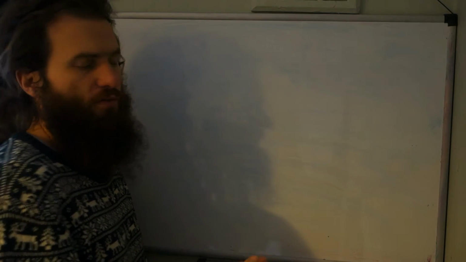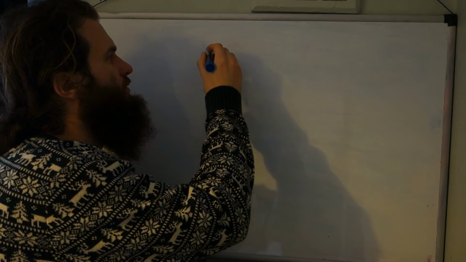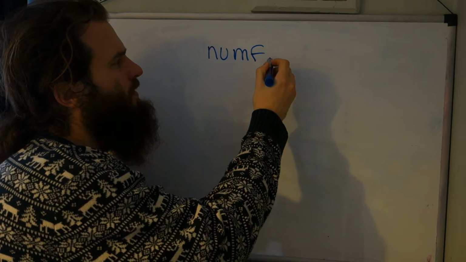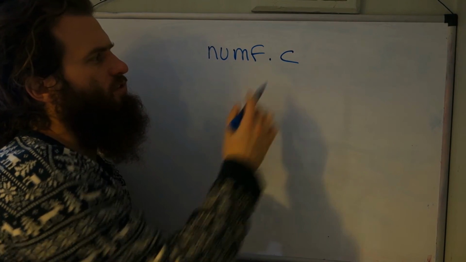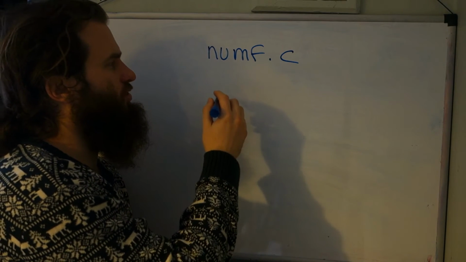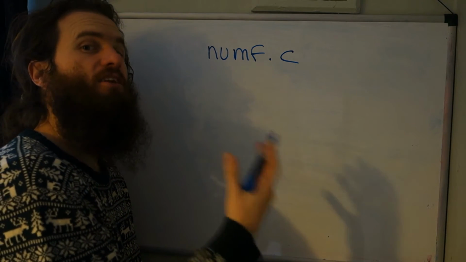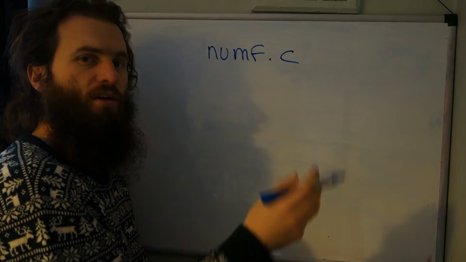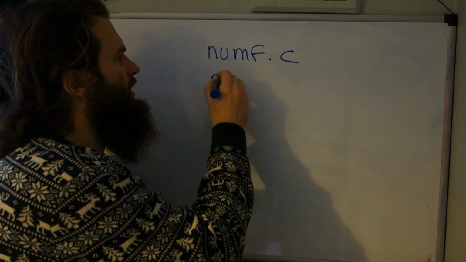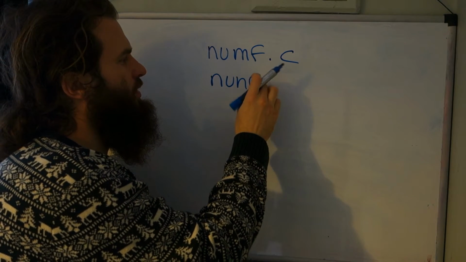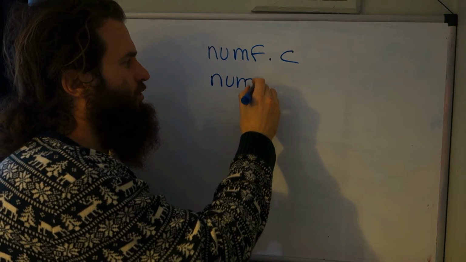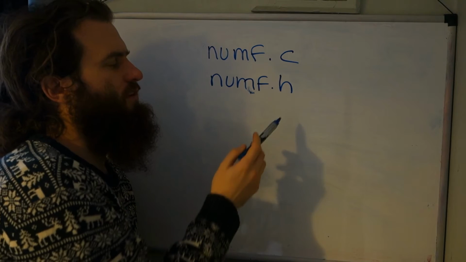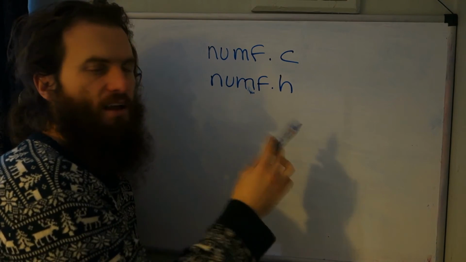So if you want to put all your numerical functions into a file, let's just call it numph for brevity. You will have a file called numph.c, which will contain all of those functions. It will contain the definitions of those functions. That is everything required about those functions to run them, the body, all of the code for them. And you'll have a file called numph.h, which is the header file for the C file, which will contain all of the declarations.